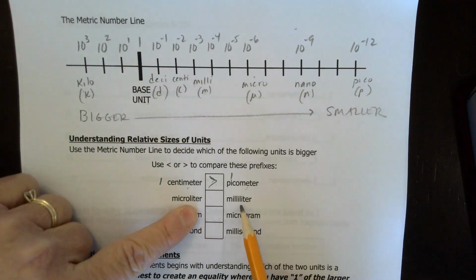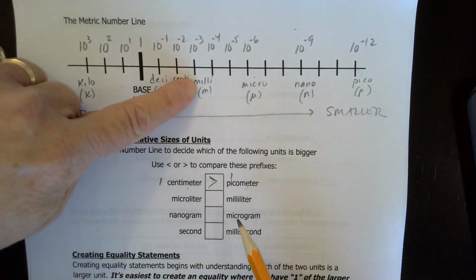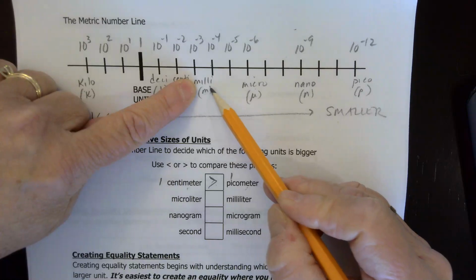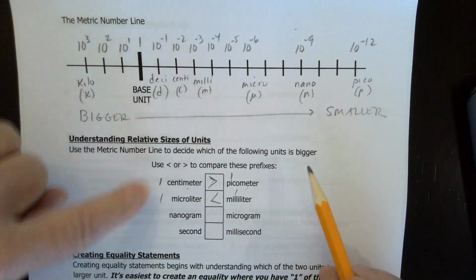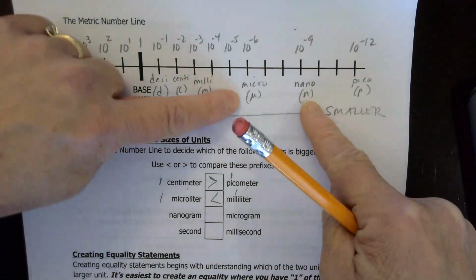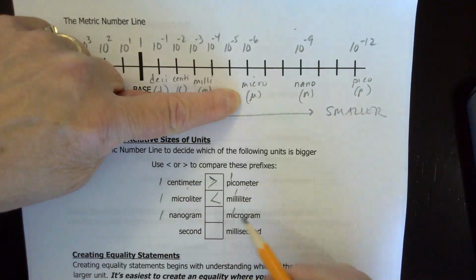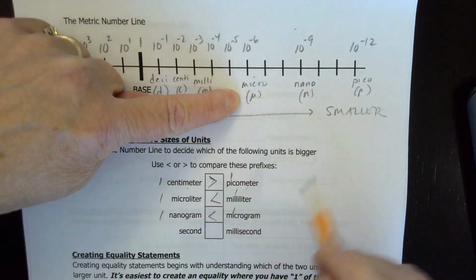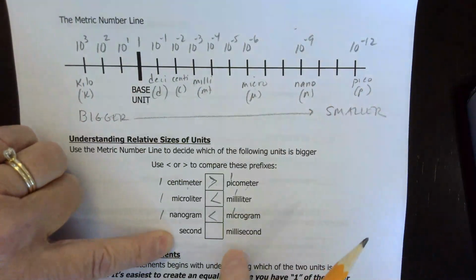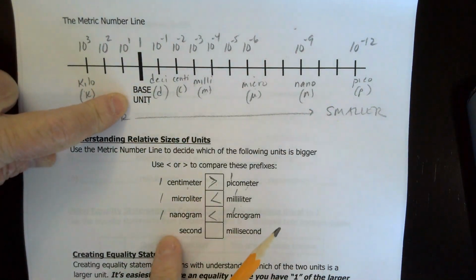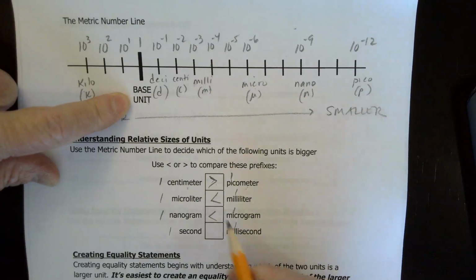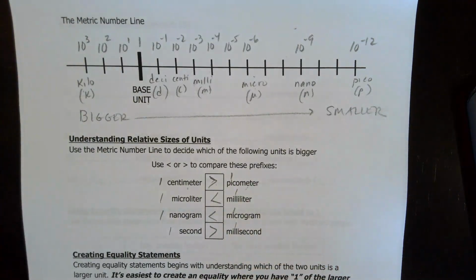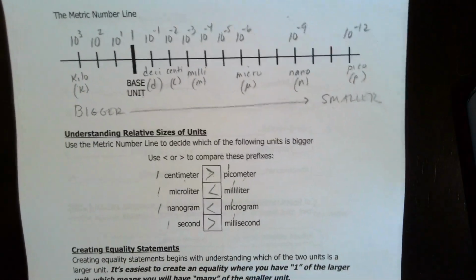So microliter versus a milliliter. So here's the milliliter, here's the microliter. The milliliter is going to be the bigger unit if we're comparing one of each. 1 nanogram versus 1 microgram, right? One of each, we would see that the microgram is a bigger unit. 1 second, that's the base unit because there's no prefix, versus a millisecond. We would say that 1 second versus 1 millisecond, the 1 second is a greater quantity than 1 millisecond. Okay, so understanding that can be very helpful.